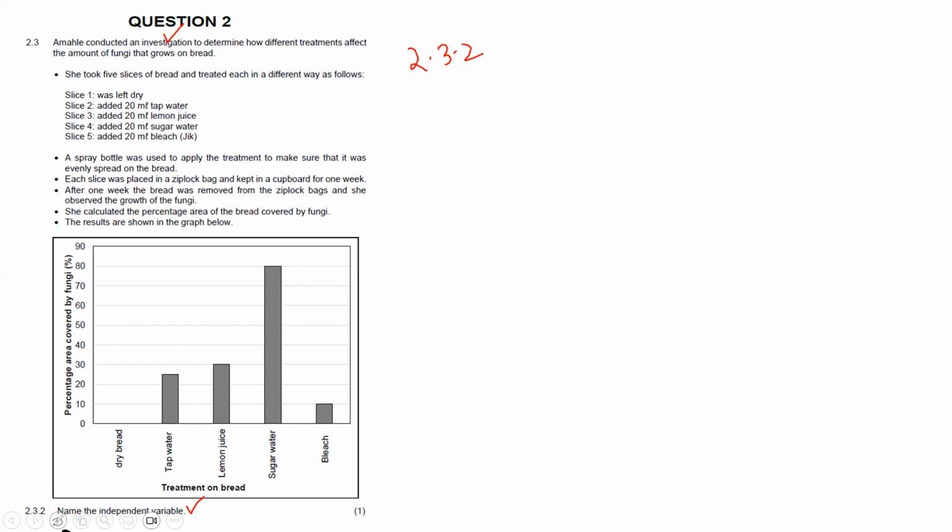Right. So what is the independent variable? The independent variable is what you are changing. So what was Amahle changing here? Amahle was changing the treatment on the bread. She left the first slice dry. The second one, tap water, then lemon juice, then sugar water, and then bleach. What we're observing is that Amahle is just changing the treatment on the bread.